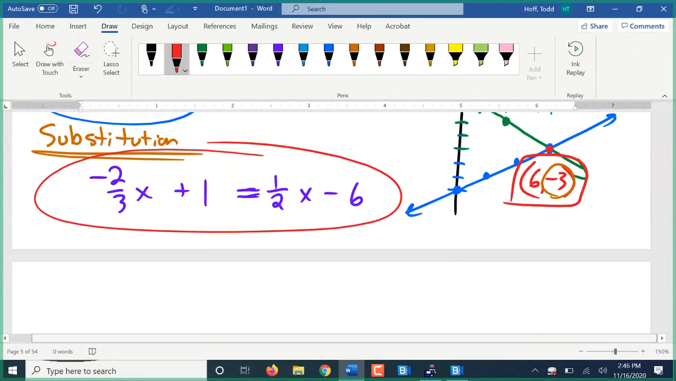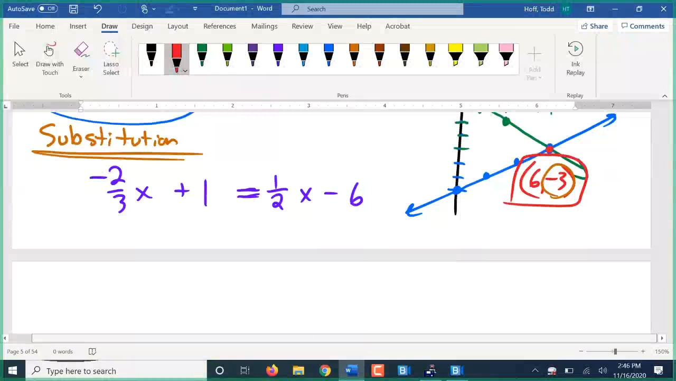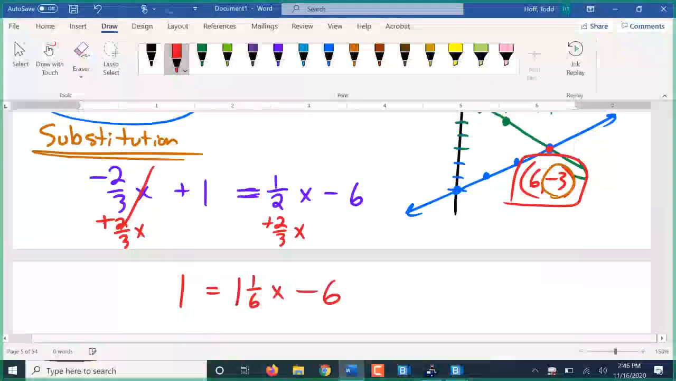Now, there's still a lot to do to solve this because there's still a variable x on both sides, so I have to get rid of one of them. Now, negative 2/3 is the smaller one, so I'm going to get rid of that by adding 2/3 x. That makes that go away. So on the left side here, I still have 1/2 plus 2/3 is 1 1/6 x minus 6.